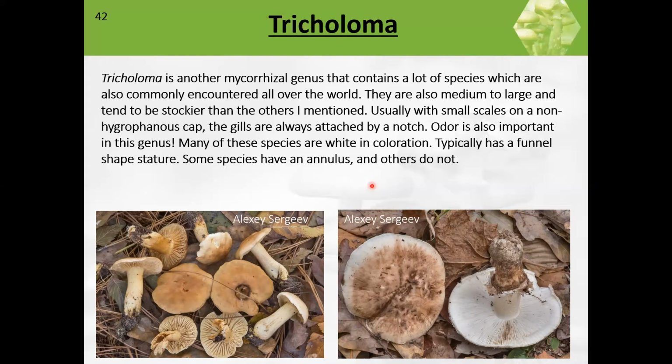But anyway, Tricholoma is a mycorrhizal genus that contains a lot of species which are also commonly encountered. They're medium to large as well. And I'm not sure if some of you have heard of Matsutakes.